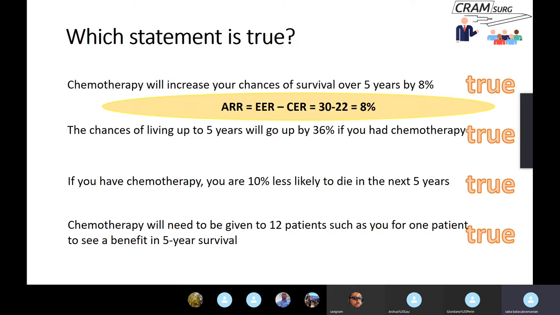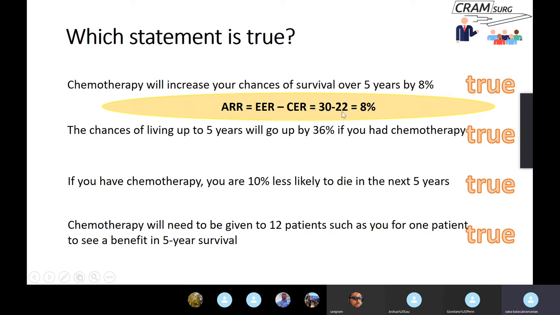So the first one is pretty straightforward, I think. So that's what is called absolute risk reduction. So absolute risk reduction is simply the difference in risk in the two groups. EER refers to an experimental group event rate, which is chemotherapy event rate, and CER refers to control event rate, which is the surgery only arm. So that's kind of the definition for absolute risk reduction.